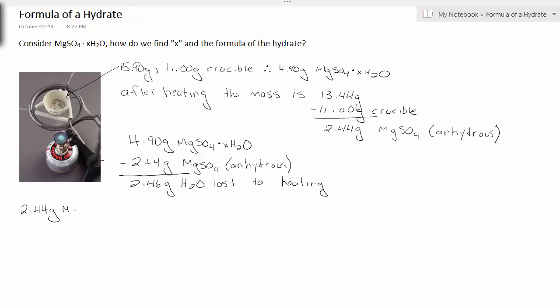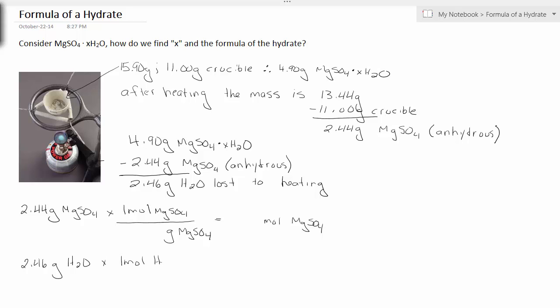I'm going to convert both of these masses to moles now. So the mass of magnesium sulfate, 2.44 grams, I'm going to turn that into moles. The molar mass of magnesium sulfate, I'll calculate that for you in a second. This would yield moles of magnesium sulfate. I can do it again. So 2.46 grams of water multiplied by 1 mole of water over the mass of water, 18.02 grams. This is going to yield moles of water. So we'll bring up a calculator here and punch both of these in.